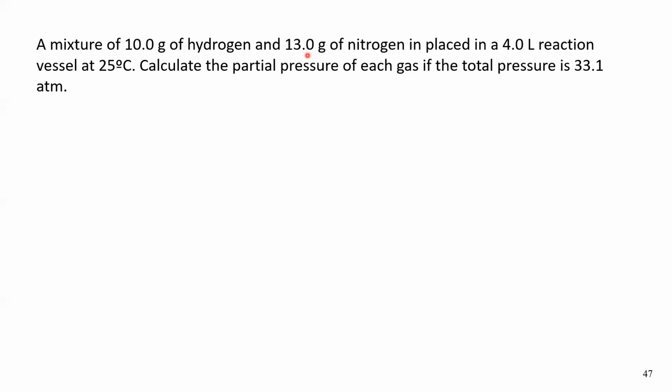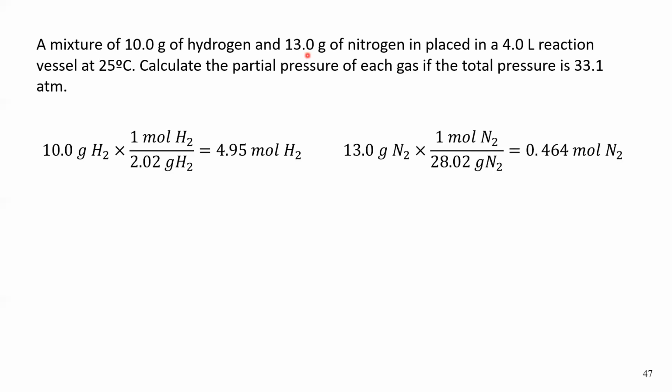So when you look up hydrogen on the periodic table, it's 2.02 grams per mole. And when you look up nitrogen, it's 28.02 grams per mole. So 10 grams of hydrogen, we're going to use our molar mass for hydrogen to convert from grams to moles. So we've got 4.95 moles of hydrogen.